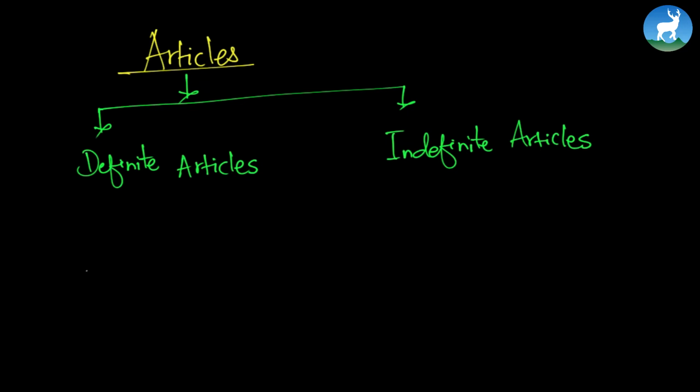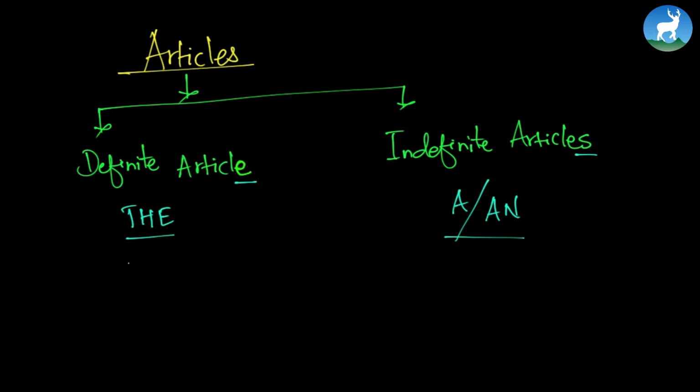So what are definite articles? There's only one definite article, so I'm going to write article, not articles. We have two indefinite articles, so we use the plural form. The definite article is the, and the indefinite articles are a and an, right? So a, an, and the are called articles. A and an are called indefinite articles and the is called the definite article.